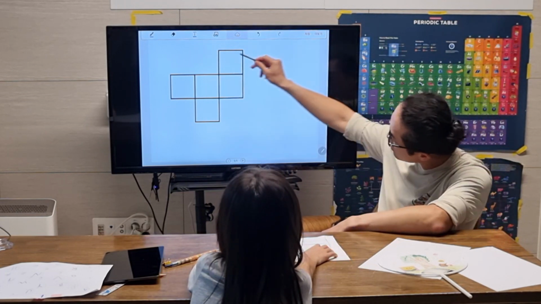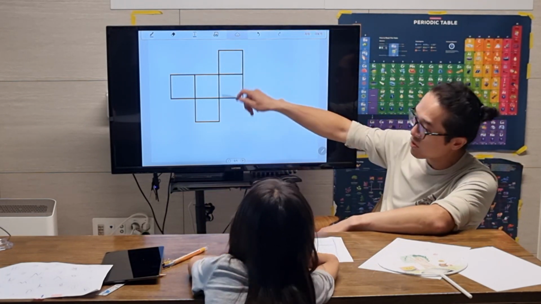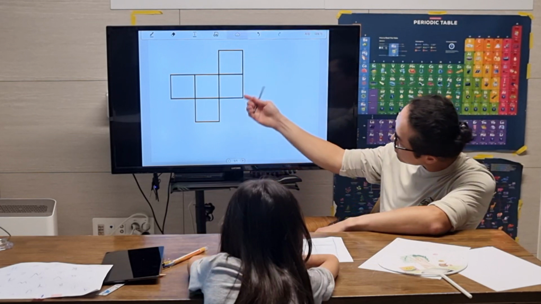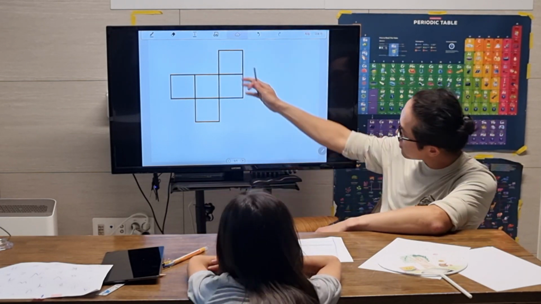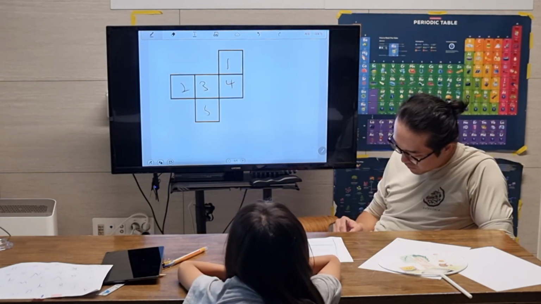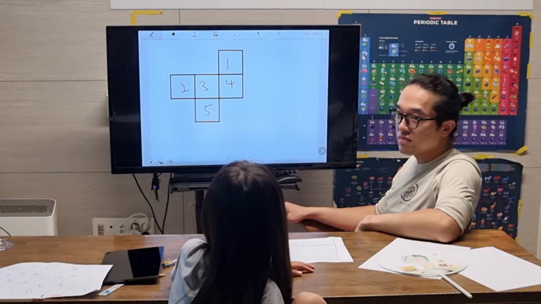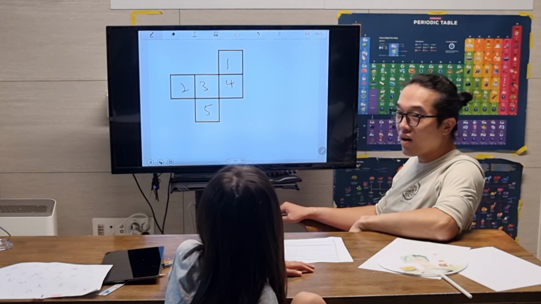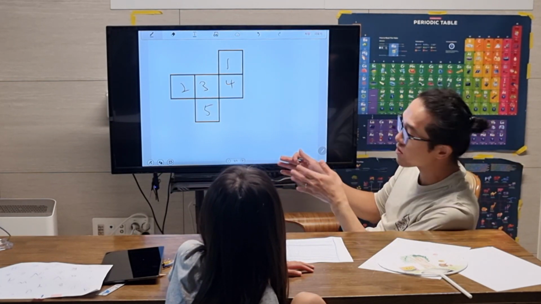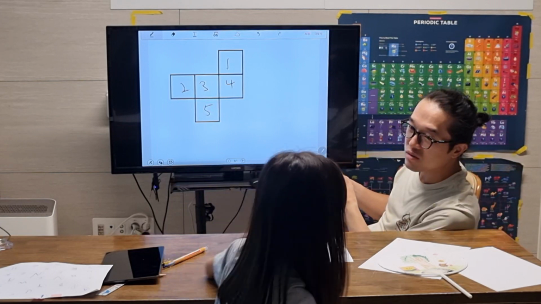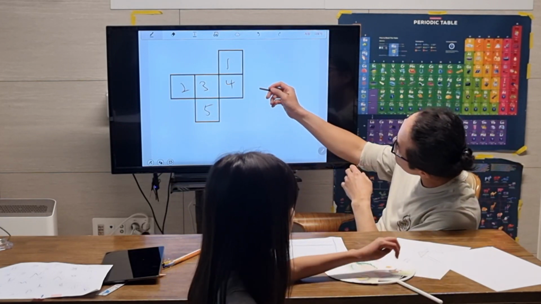Which square would be the bottom of this box? When you fold it down. 5. Which number would be the bottom of this box? I don't know. You don't know? Why? Can't you fold this one? You can fold, then I think you could know.